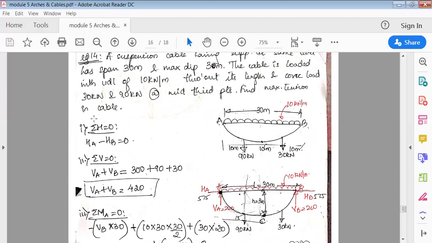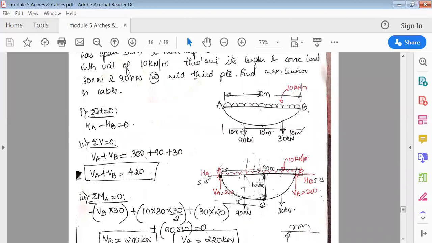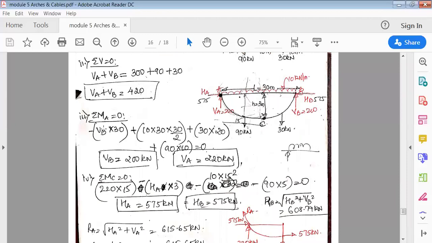Okay. So first one, that is horizontal forces, sum of all the horizontal forces. Okay, you can see here. So the dip is 3 meter, and sum of all the horizontal forces HA, HB, VA, VB. So HA minus HB is equal to 0. Then vertical forces VA plus VB is equal to 10 into 30 plus 90 acting downward, 30 acting downward. We have to also consider the point loads. Okay, so we get VA plus VB is equal to 420.